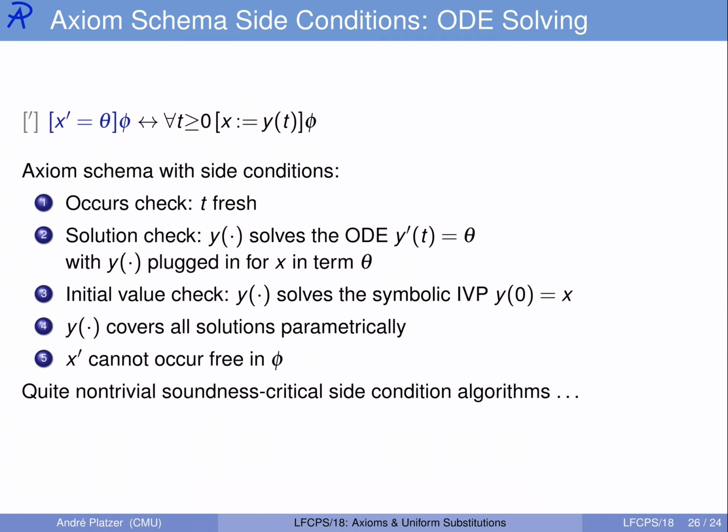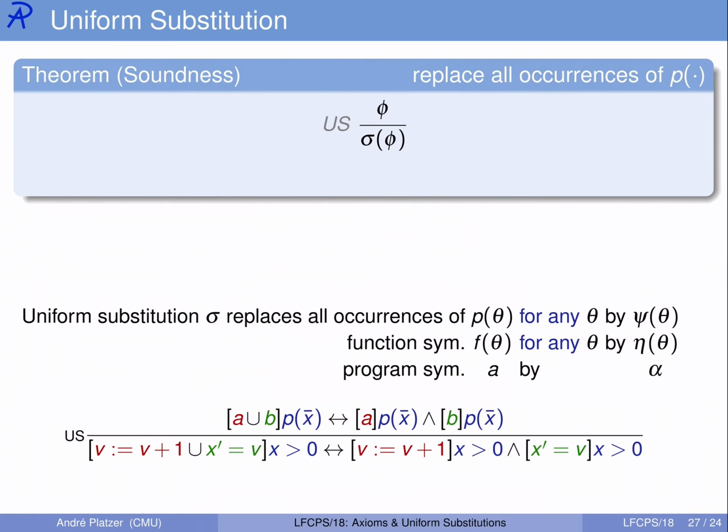It's just too subtle to check all of those side conditions. Instead, we're completely abandoning this axiom schema, even though it's sound, as we move on to a purely axiomatic approach, where we exploit uniform substitution to make this happen.